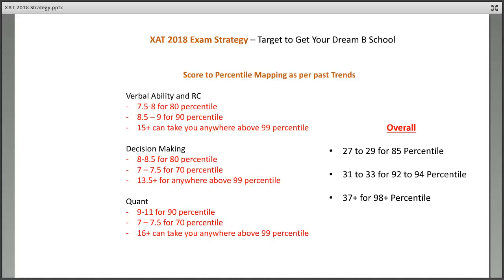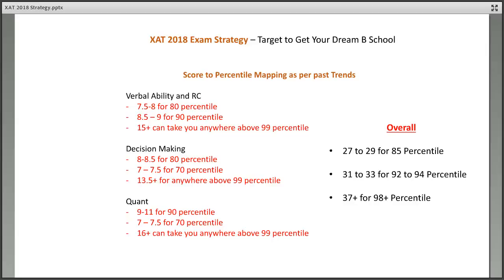Now, what you see right now on your screen is the score versus percentile mapping. This is just based on the past trends, and it may move 5% plus or minus this year based on the difficulty level of the exam. But this is how the trends are usually.